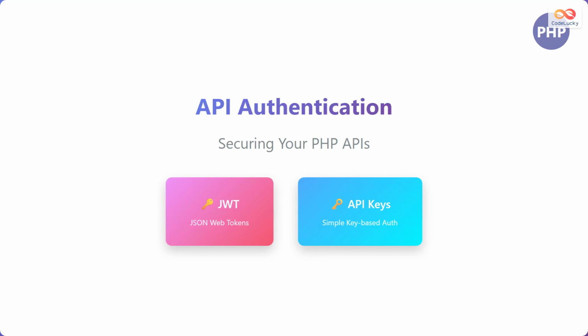Welcome. This presentation will guide you through the process of securing your PHP Application Programming Interface, or APIs. We will be covering two popular methods: JSON Web Tokens, also known as JWT, and Simple Application Programming Interface Keys, commonly known as API Keys.